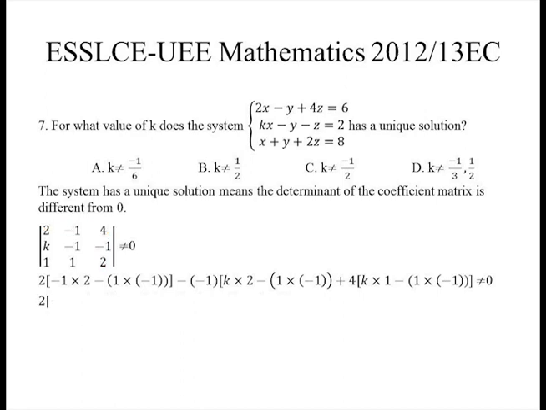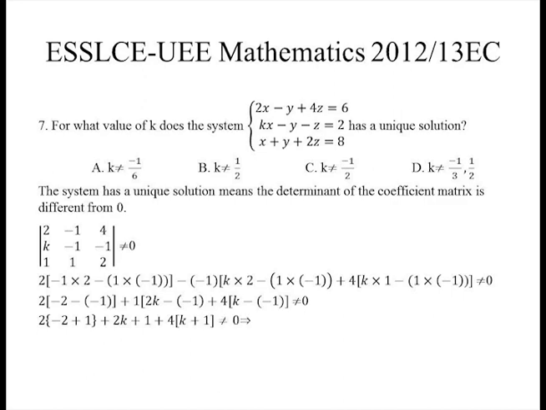2 times negative 1 times 2 is negative 2, minus 1 times negative 1 is negative 1... plus 1 times 2k is 2k, minus negative 1 times 1 is negative 1... plus 4 times k times 1 is k, minus 1 times negative 1 is negative 1, different from 0, which is equal to 2 times negative 2 minus negative 1, which is plus 1, plus 1 times 2k is 2k, minus negative 1 is plus 1, times 1 is plus 1, plus 4 times k is 4k, 4 times k minus negative 1 is plus 1. This should be different from 0.